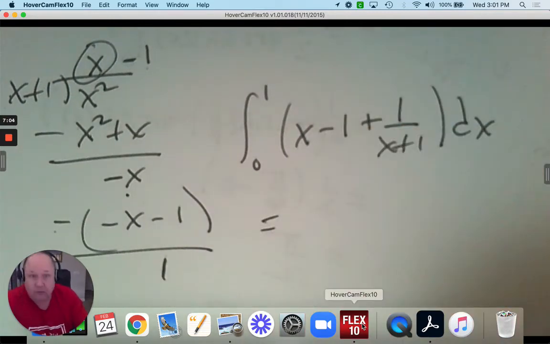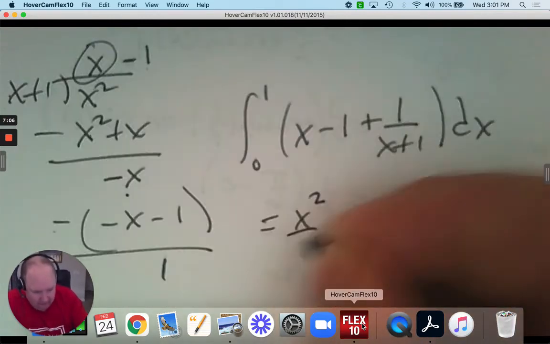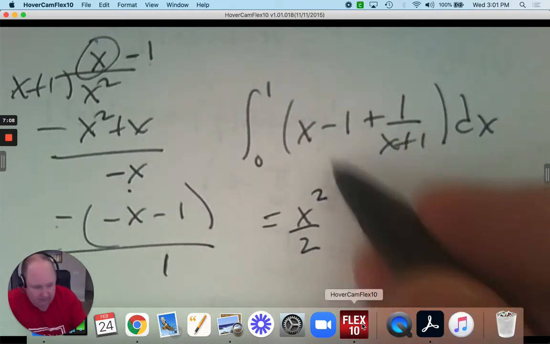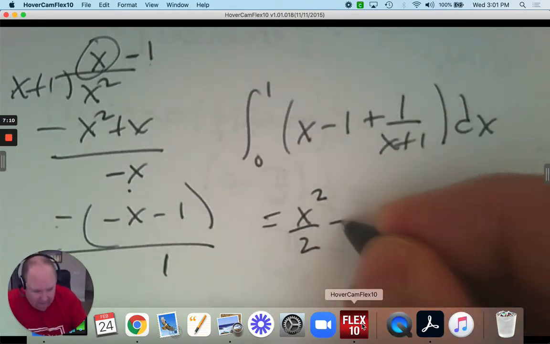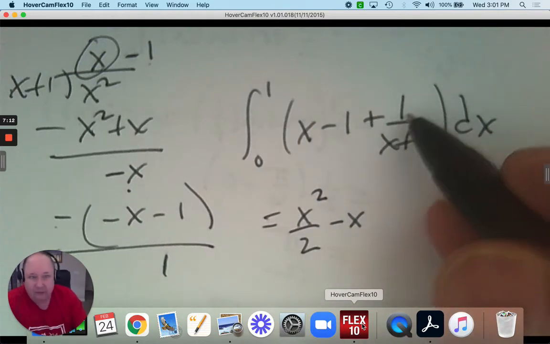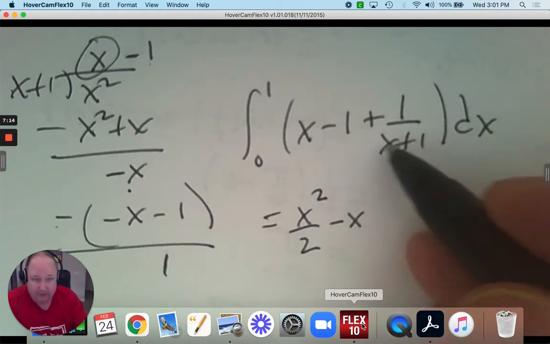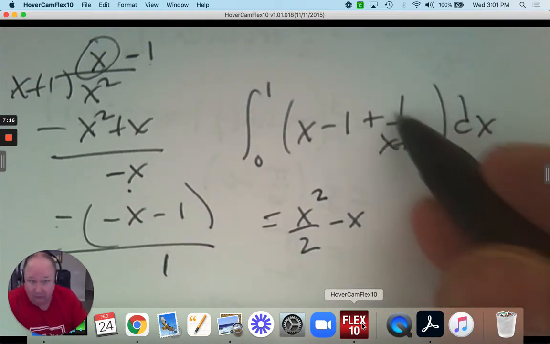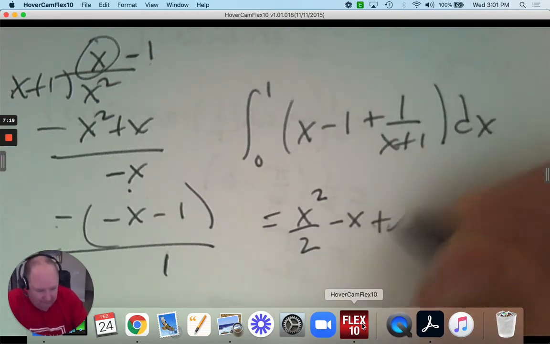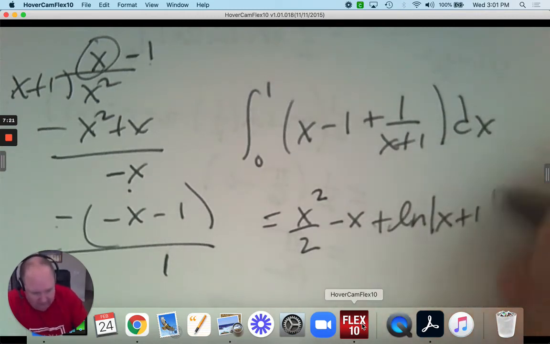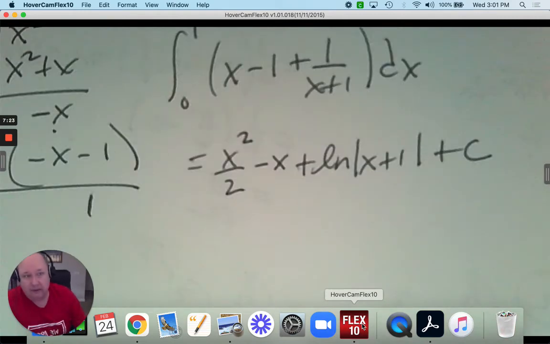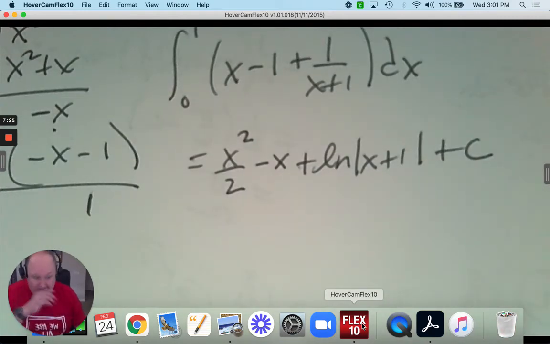So the integration of x, you add 1 to the exponent and divide. The integration of negative 1 is negative 1x. And this is a fraction. This is actually a logarithm. The derivative of x plus 1 is 1. So it's set up. And so that logarithm, what's in the denominator, goes inside the bars. And there you go. Oh, and I'm integrating from 0 to 1.